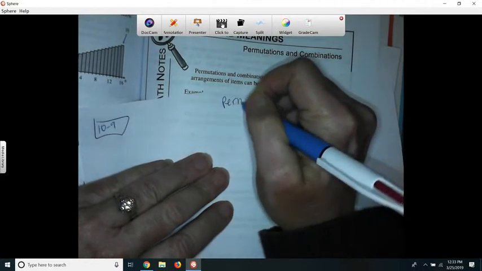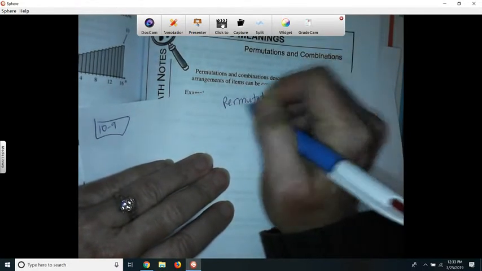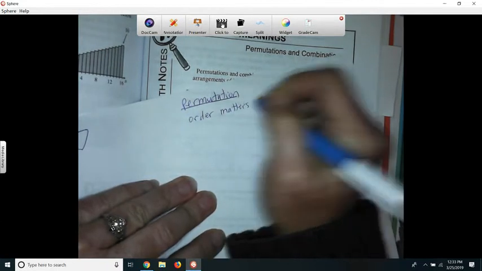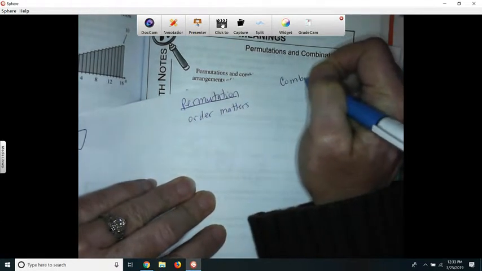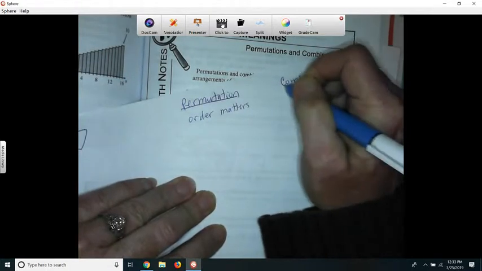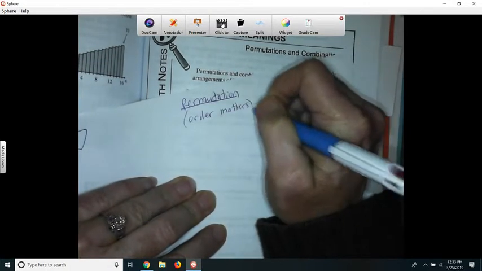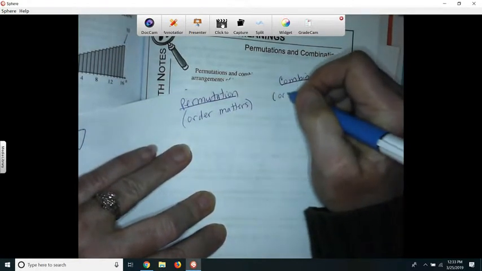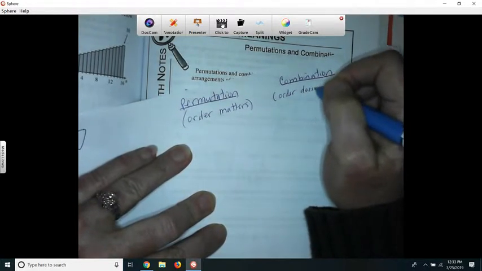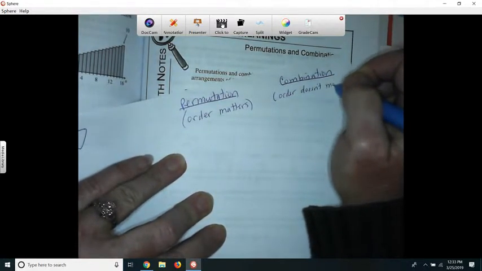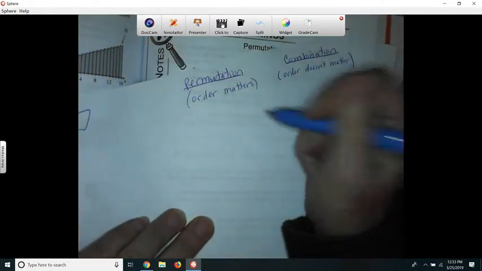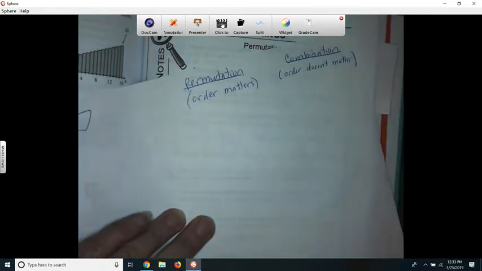So here's a permutation, and I'll say the order matters. And then here's a combination, and I'm going to say the order doesn't matter. And you guys probably don't know what I mean yet, but I'll tell you about that. Order doesn't matter.